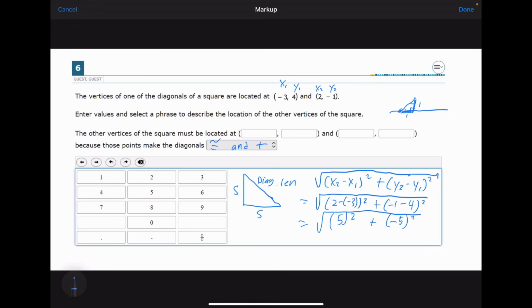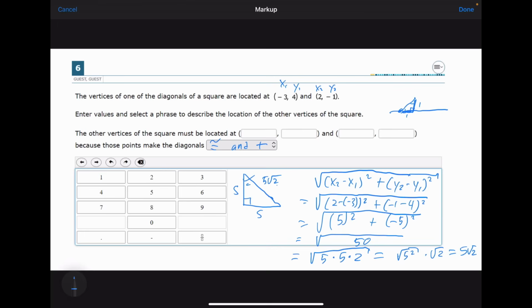and these are all equal to each other. I'm just making algebraic steps. And here I have 5 squared is 25, negative 5 squared is 25, 25 plus 25 is 50. And I'm going to continue on here. Square root of 50 is equal to the square root of 5 times 5 times 2. These are just the prime factors of 50. And this is equal to square root of 5 squared times square root of 2, which is just equal to 5 root 2. So what I now know is that my diagonal length is equal to 5 root 2.